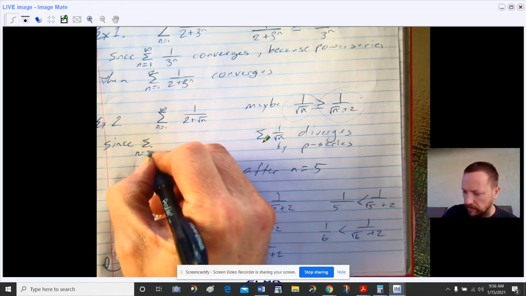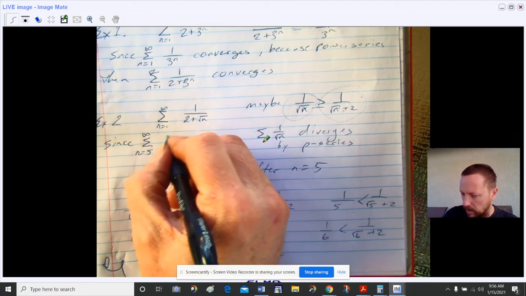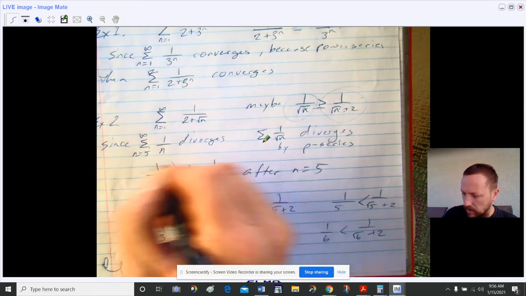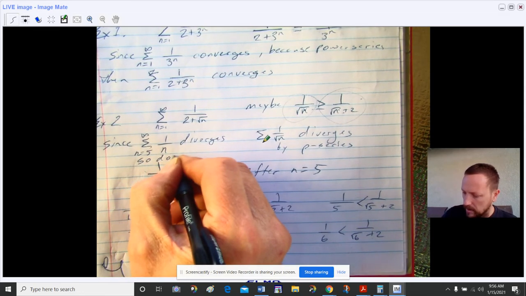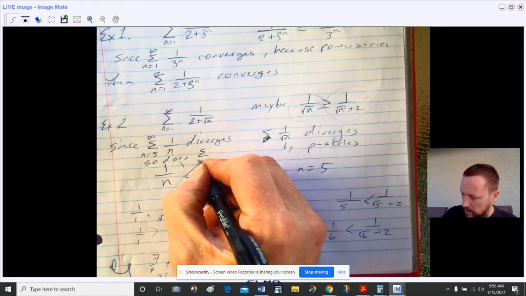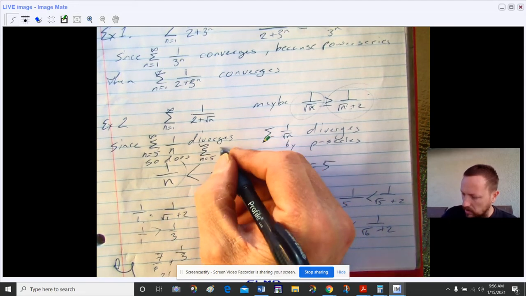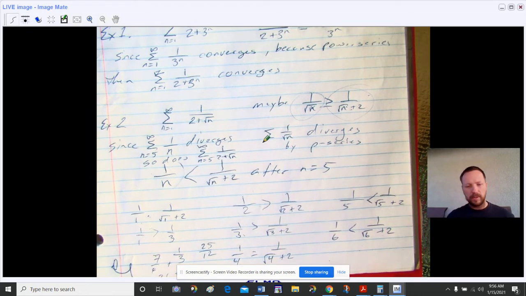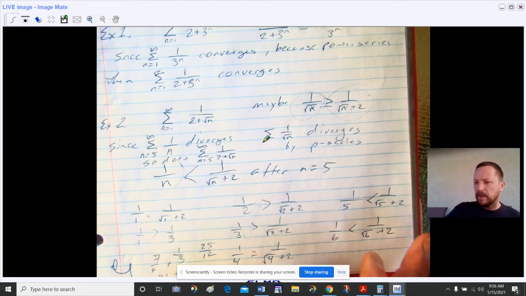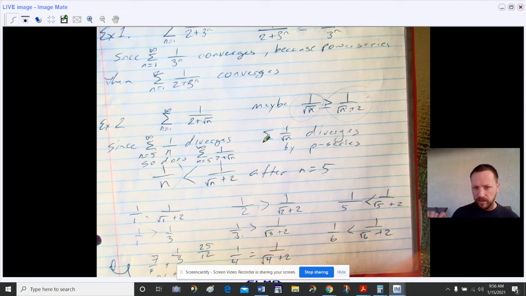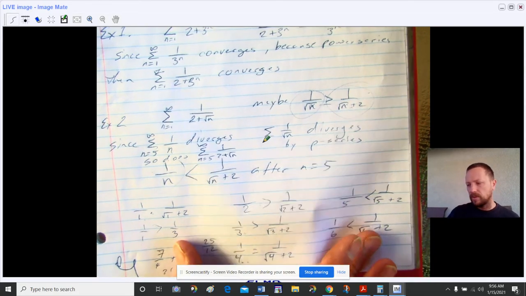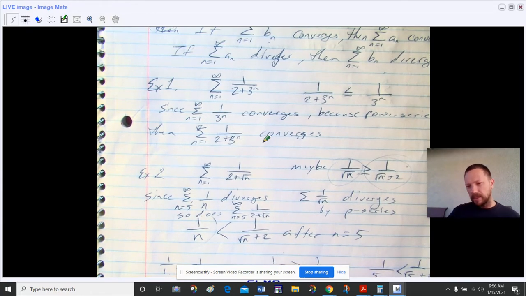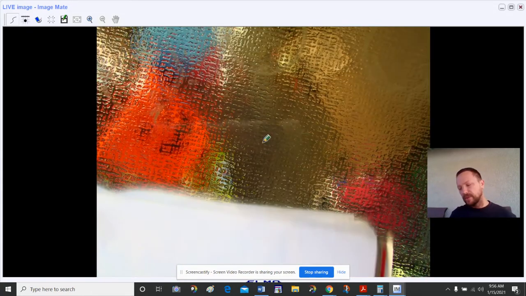So we know that since the sum from n equals 5 to infinity of 1 over n diverges, so does this, 1 over 2 plus radical n. And so that's where we go by that. However, there's probably got to be something a little bit better. Sometimes the comparison series is like, well, that doesn't quite fit. Maybe there's something better we can do. And there is something better.